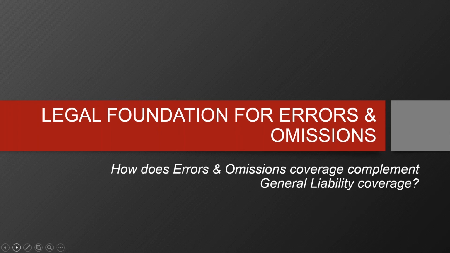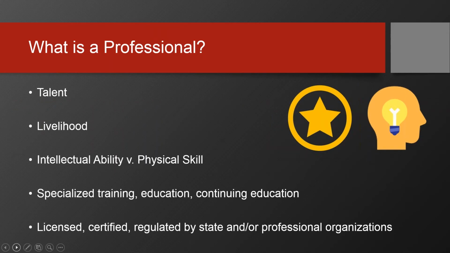So let's get into the legal foundations for E&O. This will be real basic, but really what you want to look at is what defines a professional. It's a specific talent, a livelihood. It really is more of an intellectual ability versus a physical skill. So a doctor is more apt to have a professional liability policy than a football player. It really comes in like an intellectual type of thing.